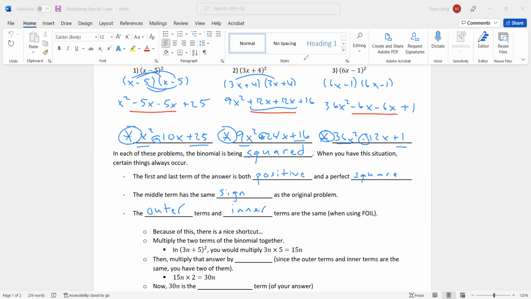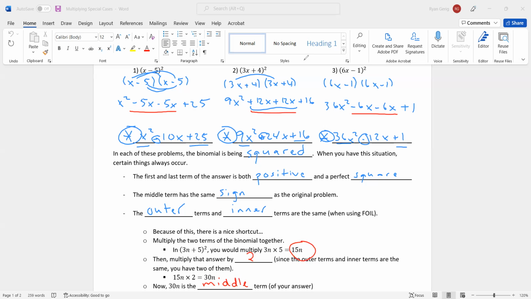Because of that being true, there is a nice little shortcut. The shortcut we can do is multiply the two terms of the original binomial together. So if I have a different example here, 3n plus 5 squared, that's one of the special cases, you would multiply 3n times 5 and get 15n. That's like your outer terms, but then you multiply the answer by 2, since the outer terms and the inner terms are the same. So 15n is the outer term. What's the inner term? Also 15n. So I'm just going to multiply it by 2. You get 30n. 30n then is the middle term.